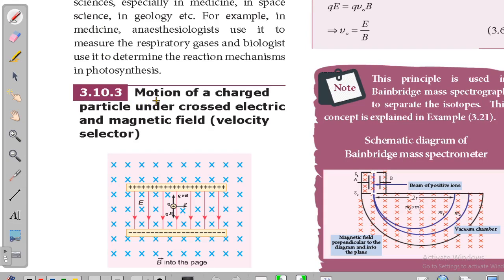Today we are going to discuss the motion of a charged particle under crossed electric and magnetic fields. This is nothing but simply a velocity selector. A velocity selector is an arrangement in the Bainbridge mass spectrometer.